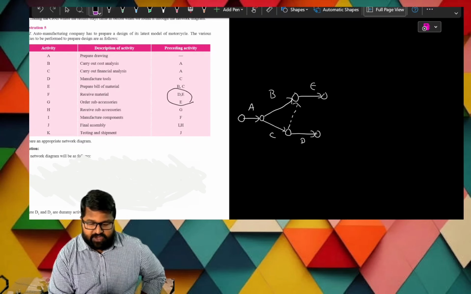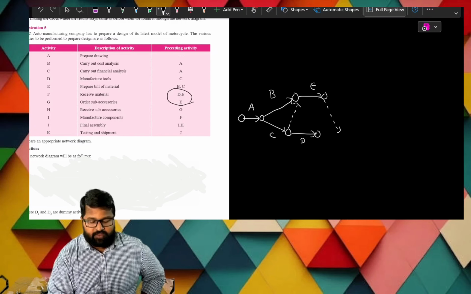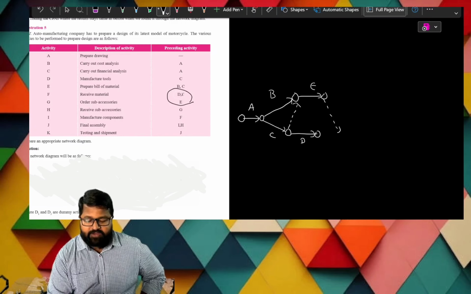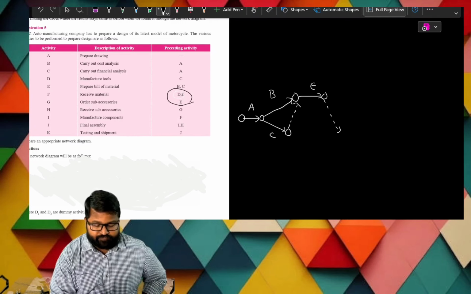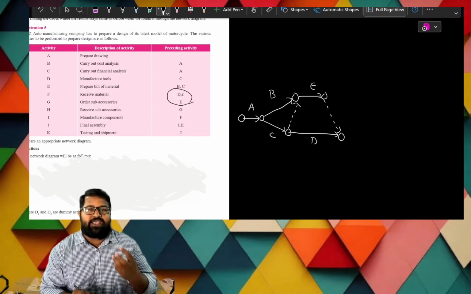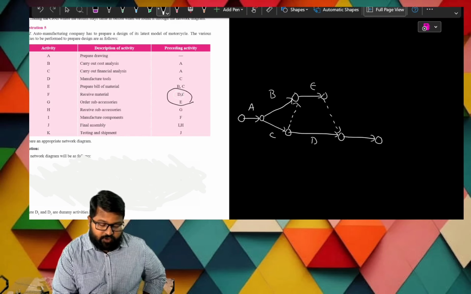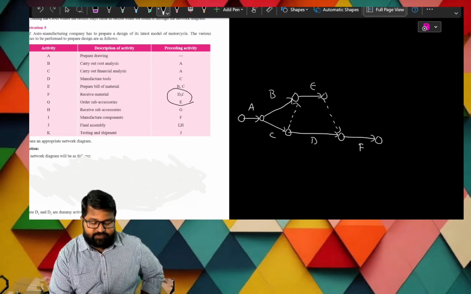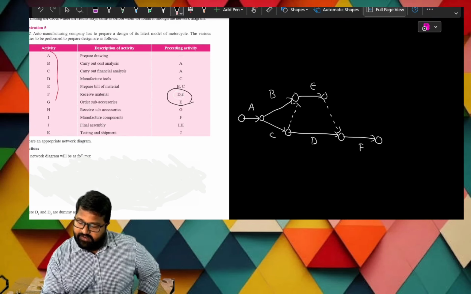So let us start the dummy. I have started the dummy and it continues till D, but I have to extend it to D now, to join it. So this is D. And from E, comma D, the F activity is coming. So the F activity is drawn. Till F we have done: A, B, C, D, F.